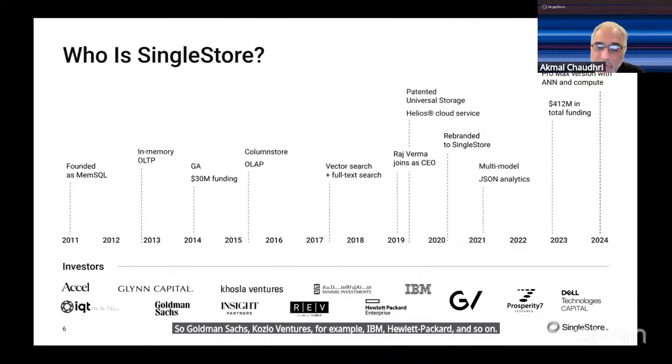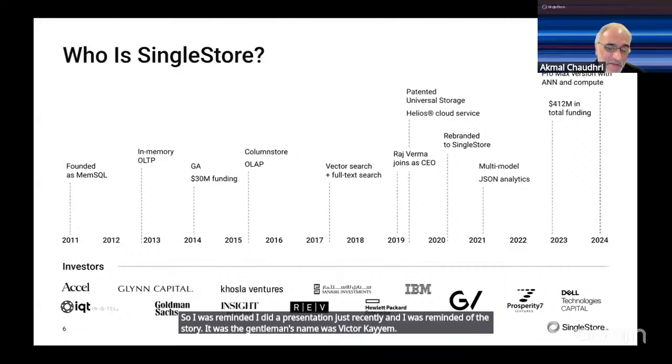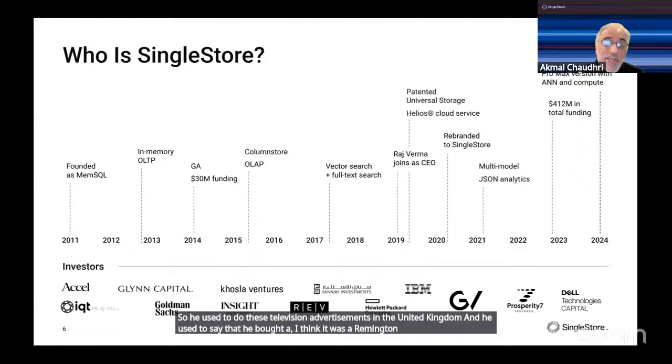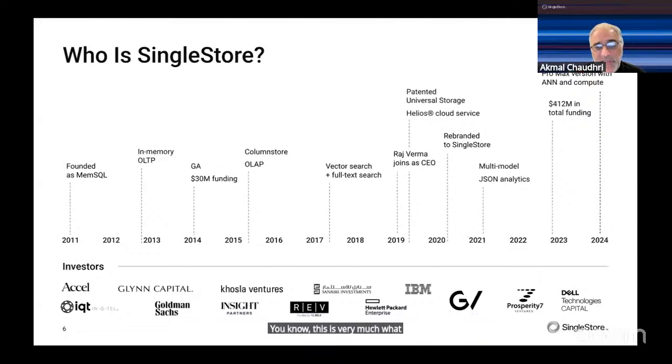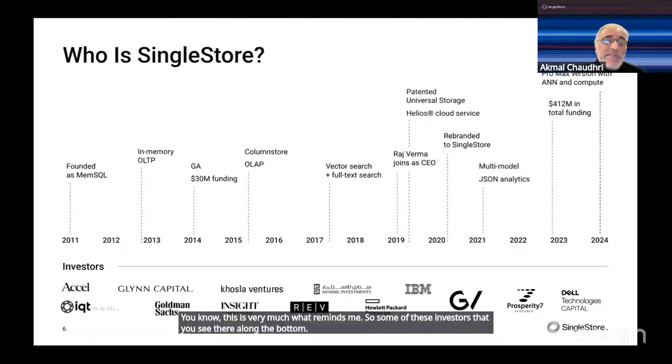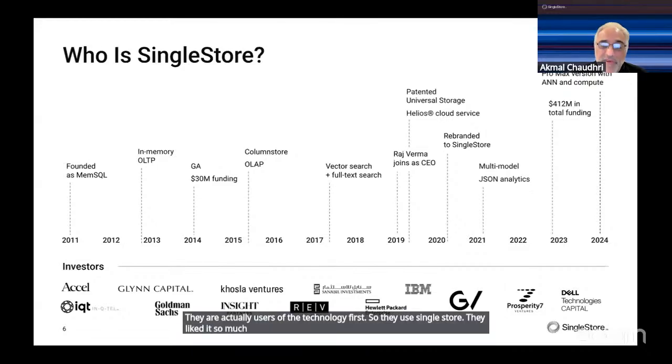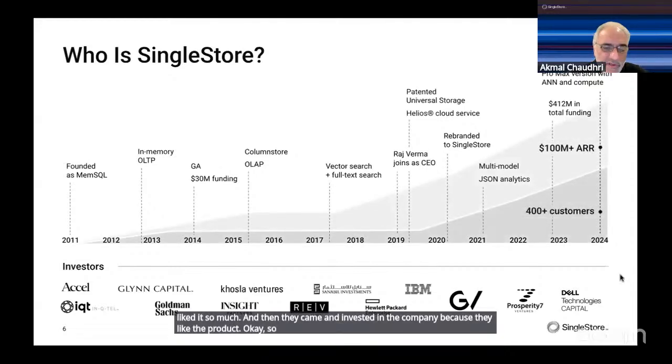Okay. So I did a presentation just recently, and I was reminded of the story. The gentleman's name was Victor Kiam. So he used to do these television advertisements in the United Kingdom, and he used to say that he bought, I think it was a Remington shaver. So he liked the shaver so much, he went and bought the company. And this is very much what reminds me. So some of these investors that you see there along the bottom, they are actually users of the technology first. So they used SingleStore, they liked it so much, and then they came and invested in the company because they liked the product.